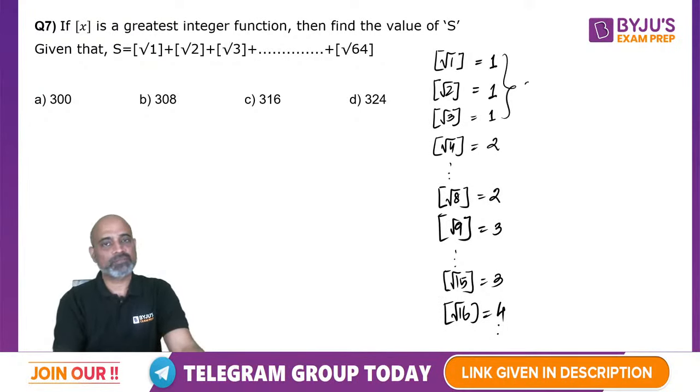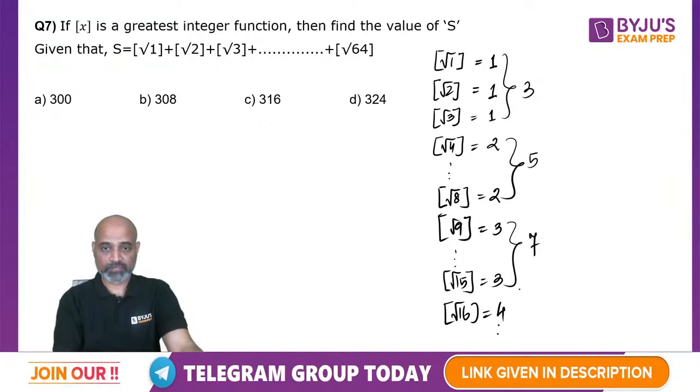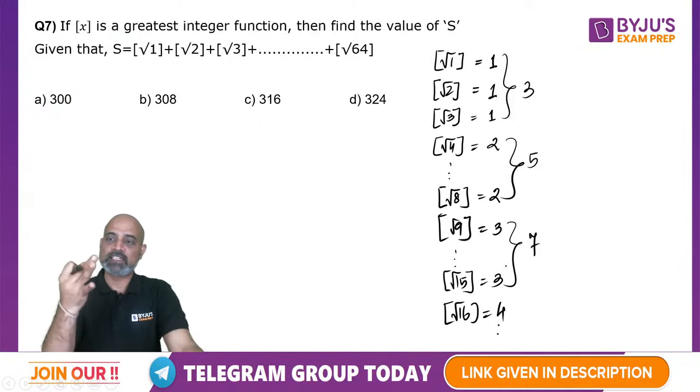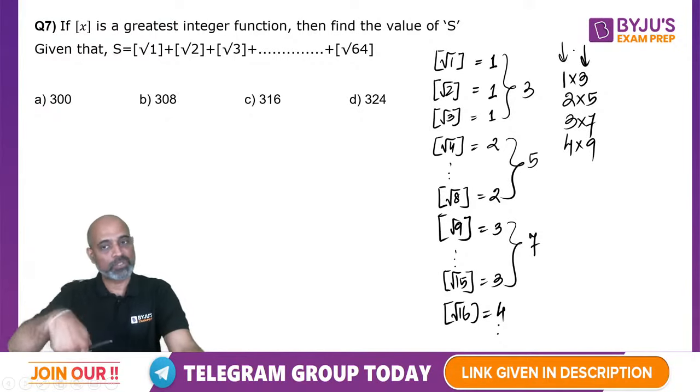So how many times did 1 occur? 3 times. How many times do you think 2 is written over here? Or in other words, how many greatest integer values will result in 2? 5 times. Count and see: 4, 5, 6, 7, 8, that's 5. Then 9, 10, 11, 12, 13, 14, 15, that's 7. Right? 3, 5, 7. So if I continue like this, can I say 1 will be found 3 times, 2 will be found 5 times, 3 will be found 7 times, 4 will be found 9 times. See, there is a pattern here. These are odd numbers and these are consecutive numbers.